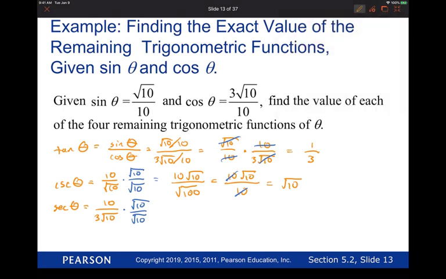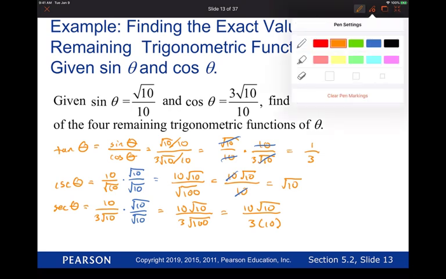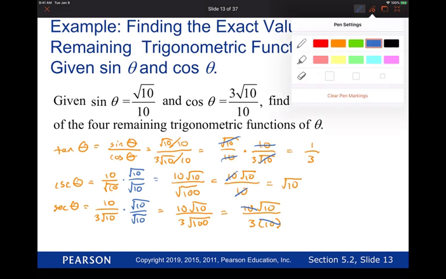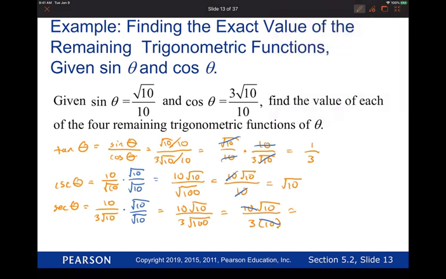So then on top, we get 10 root 10. On bottom, we get 3 root 100. Same kind of deal as before. Root 100 is 10. So then we get 3 times 10. What happens with those 10s again? They cancel, and we are left with square root of 10 over 3.